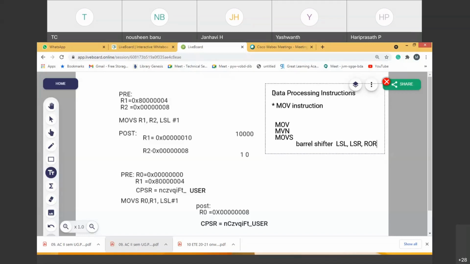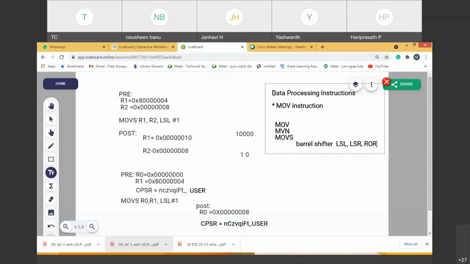Not only conditional flags, we just have to see the CPSR content shown here in the slide. Before execution, the CPSR content will be like this: NZCVQIFT underscore user. This is the content of the CPSR. NZCV refers to negative, zero, carry, and overflow flags. Q is the sticky overflow bit. IF are the 2 bits for the interrupt mask and fast interrupt mask.